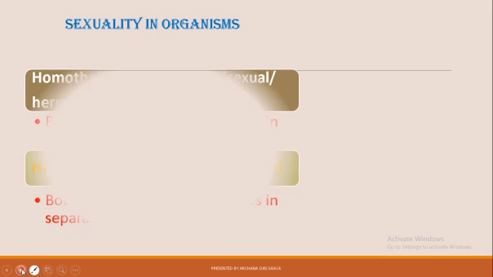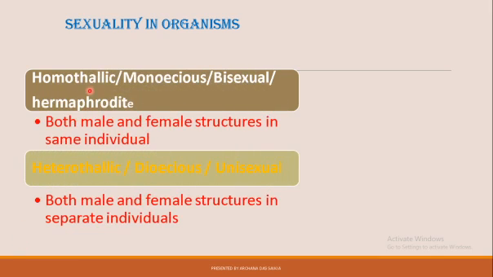Now we'll go to sexuality in organisms. Depending upon the presence of male and female reproductive structures, we have two categories of plants or animals. Some plants or animals can be referred to as homothallic or monoecious or bisexual or hermaphrodite. All of them mean the same: the organism has both male and female reproductive structures within the same individual.